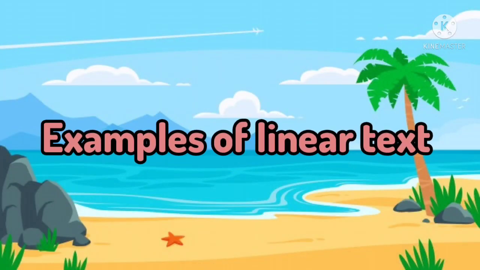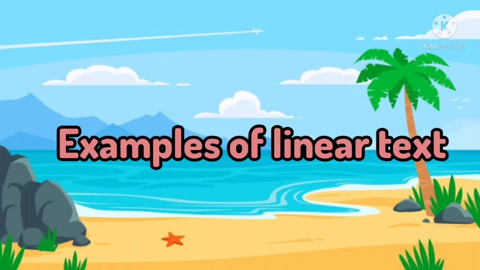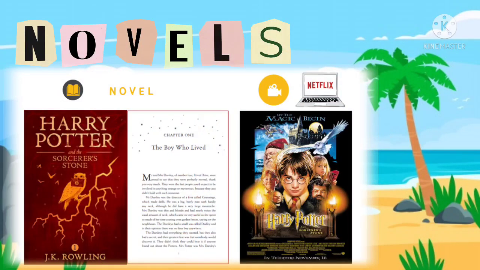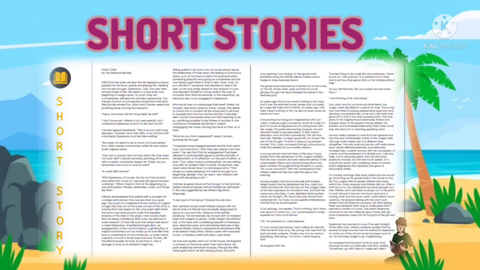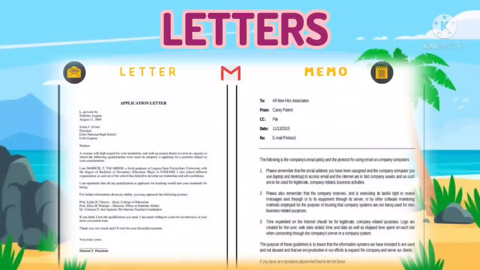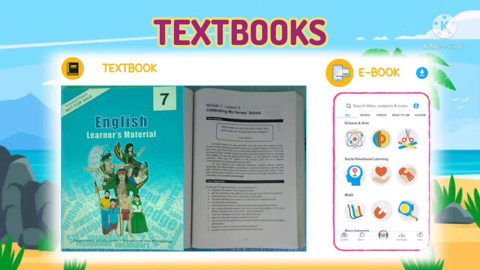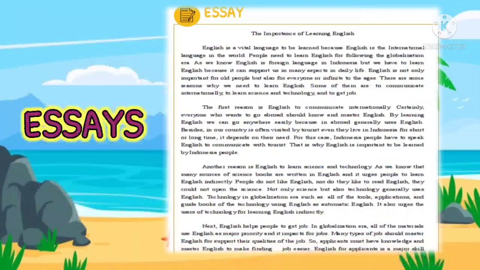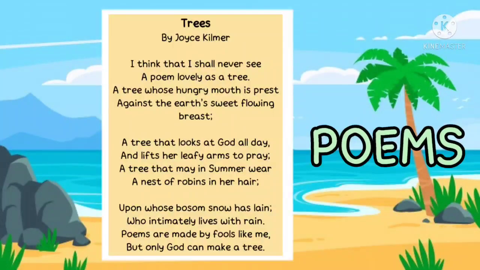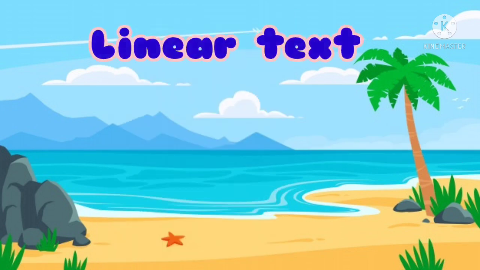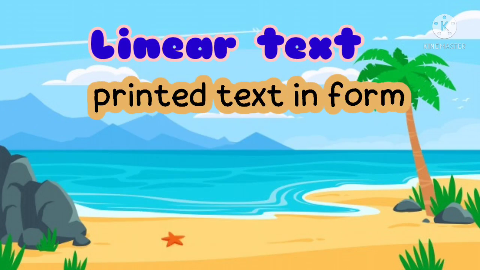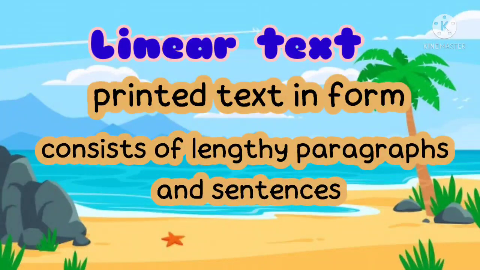We have examples of linear text. We have novels and short stories, letters, textbooks, news reports, essays, and poems. And these examples of linear text are generally printed in form. Linear text consists of lengthy paragraphs and sentences.